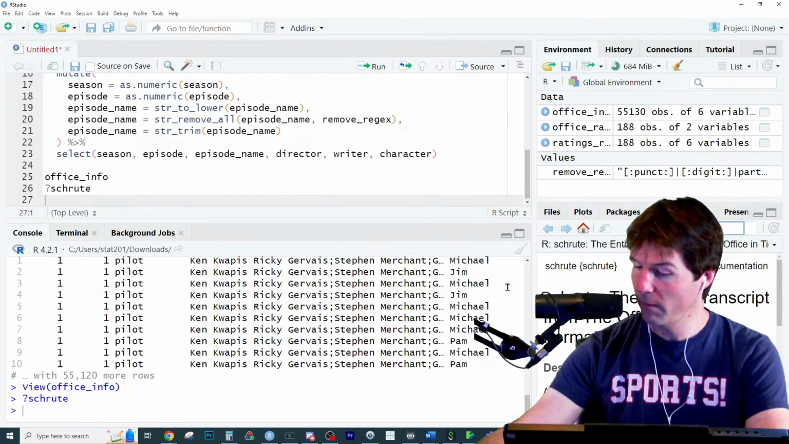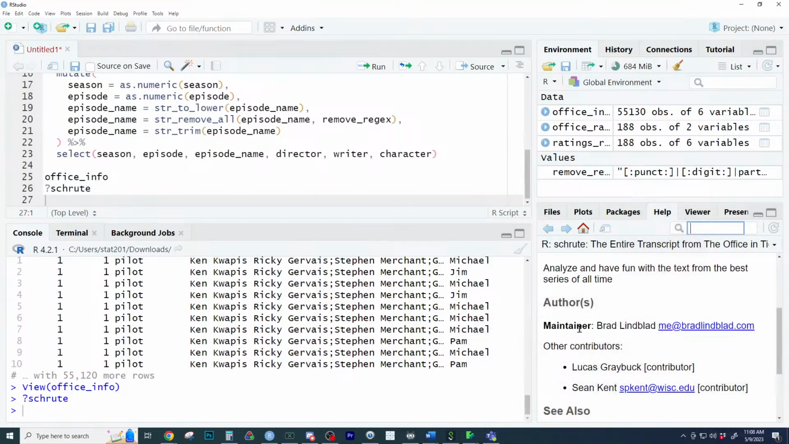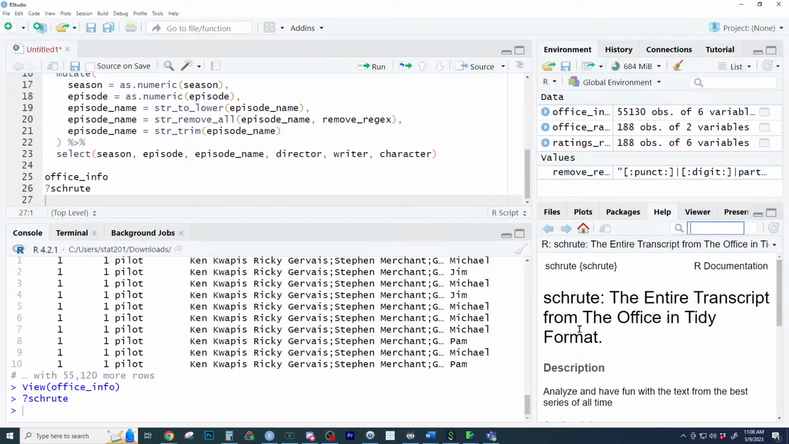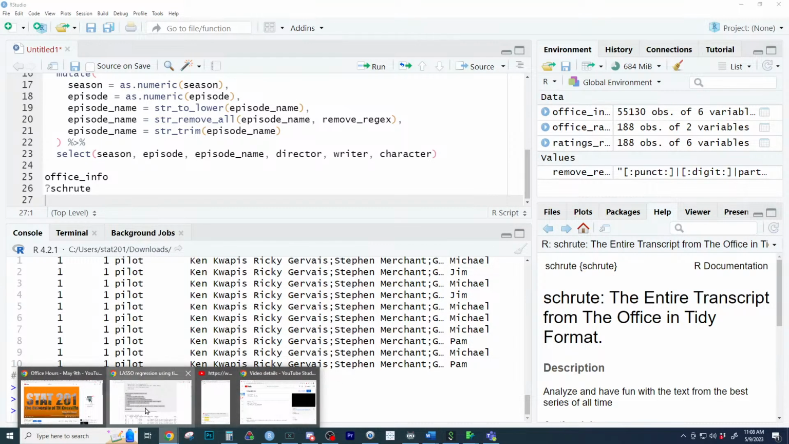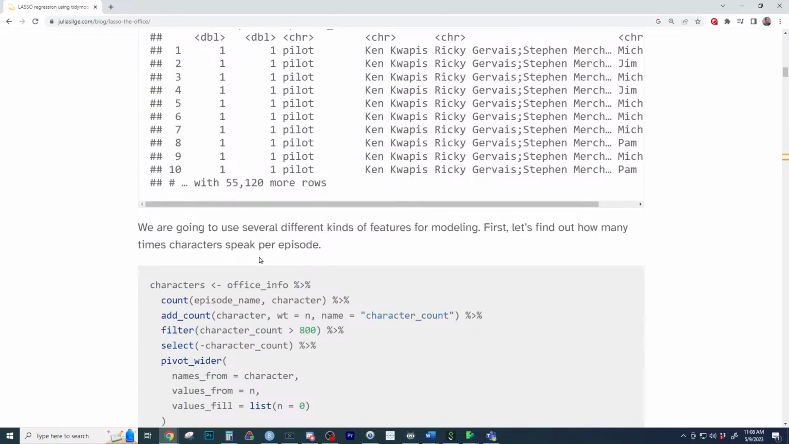And the entire transcript from The Office in tidy format. Well, I'll be. So that's what this package does right here. That's the point of it. And yeah, so we now have the entire transcript for The Office. That's the information we have. We're going to look at several different kinds of features for modeling. First, let's try to find out how many times characters speak per episode. Oh, it's the entire transcript.